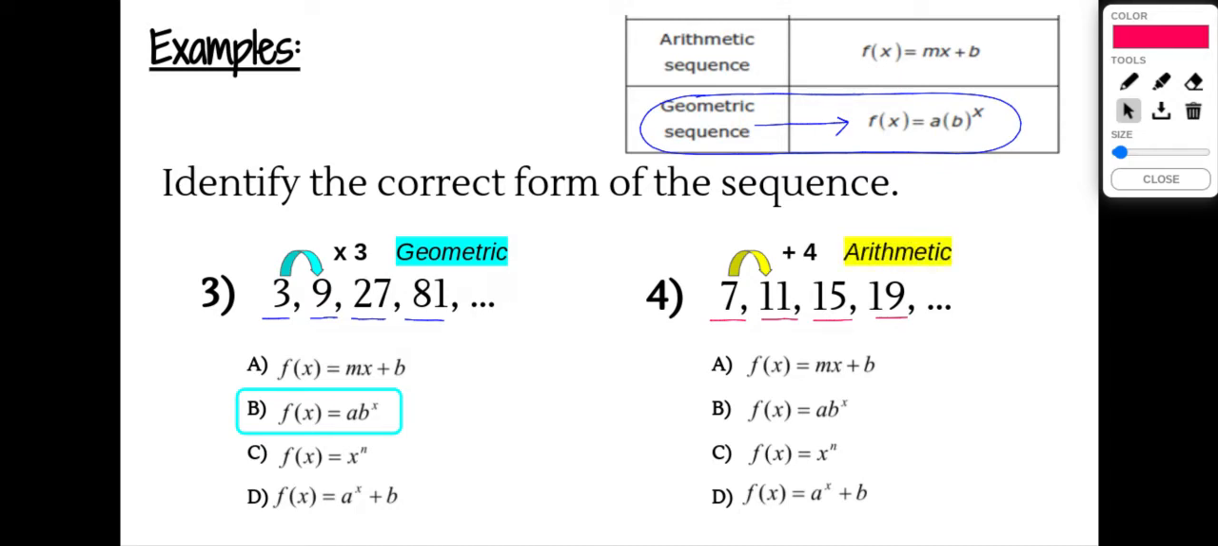So let's take a look at the answer choices. What would be the correct form of the sequence? Well, look at your formula sheet. All arithmetic sequences, their equations look like this. Linear. Y equals mx plus b. So look at your answer choices. Which one is the only one that looks like that? The first one, A. Okay, so you see how your formula sheet can help you out a little bit with this. All right, I think we're getting pretty good at this.